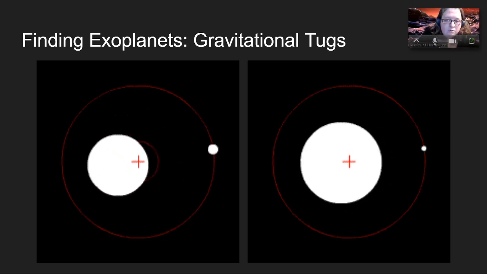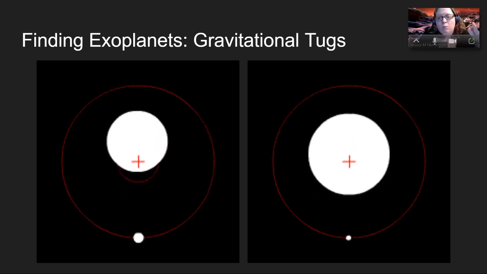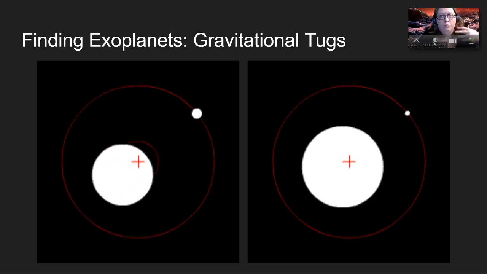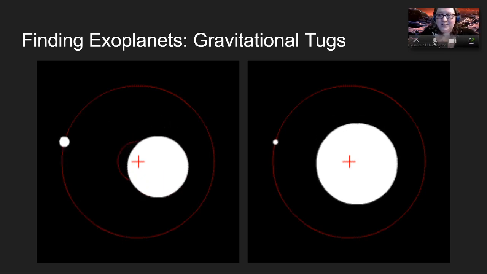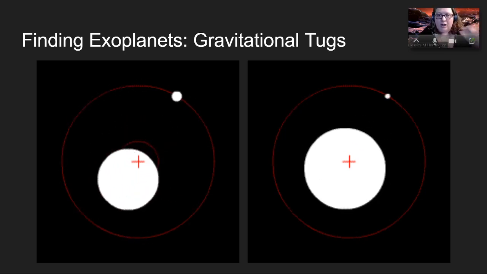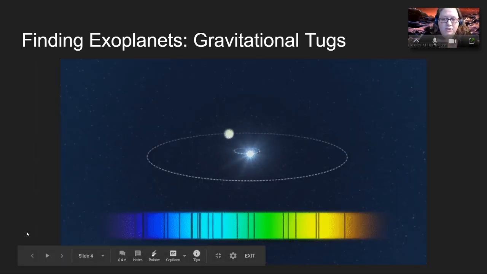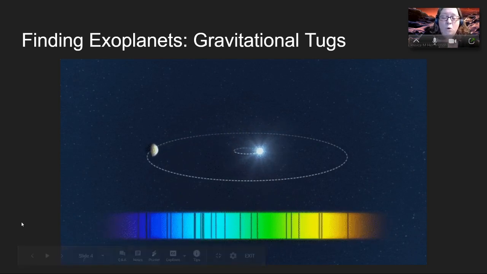There are a few that we could do that with, the closest stars, but most are too far away. So we have to use something else to help indicate to us that that star is wobbling. And that's where the light coming from the star plays a role.